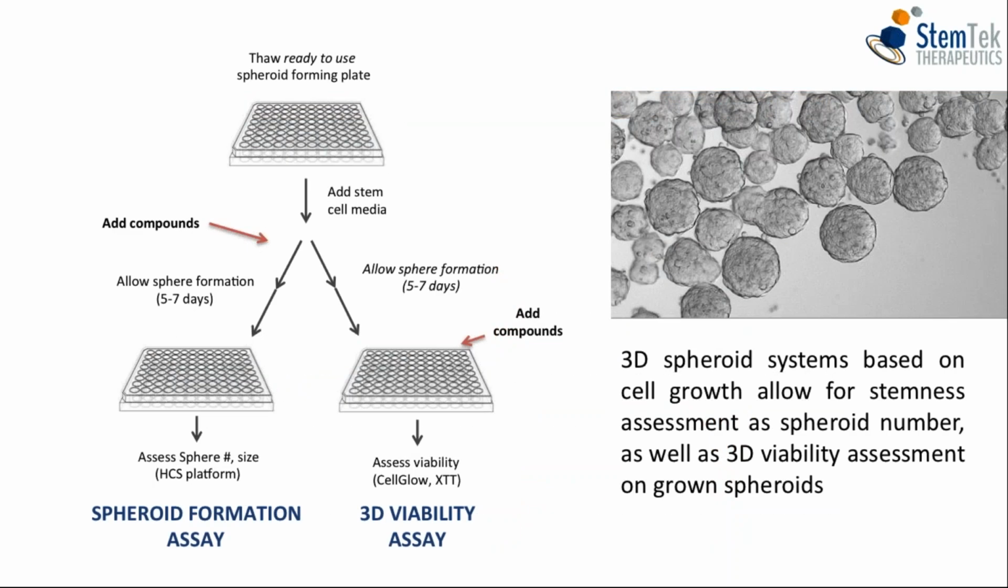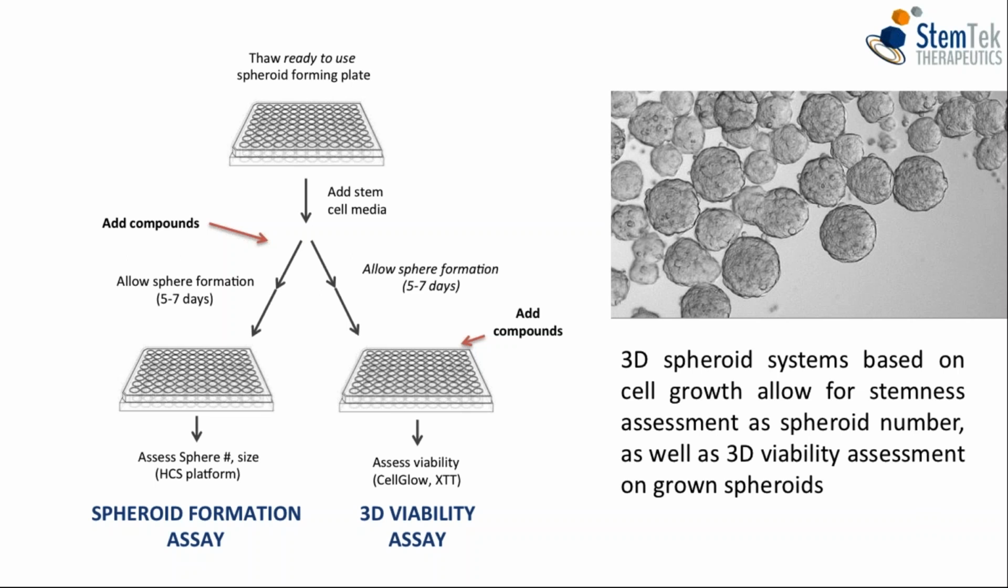So the 3D spheroid systems that are based on cell growth instead of aggregation have several advantages. First of all, it recreates the way tumors are initiated in vivo. So you have sort of like a microtumor in a well, and this is a 3D spheroid based on cell growth. And it actually allows you to measure two different parameters.